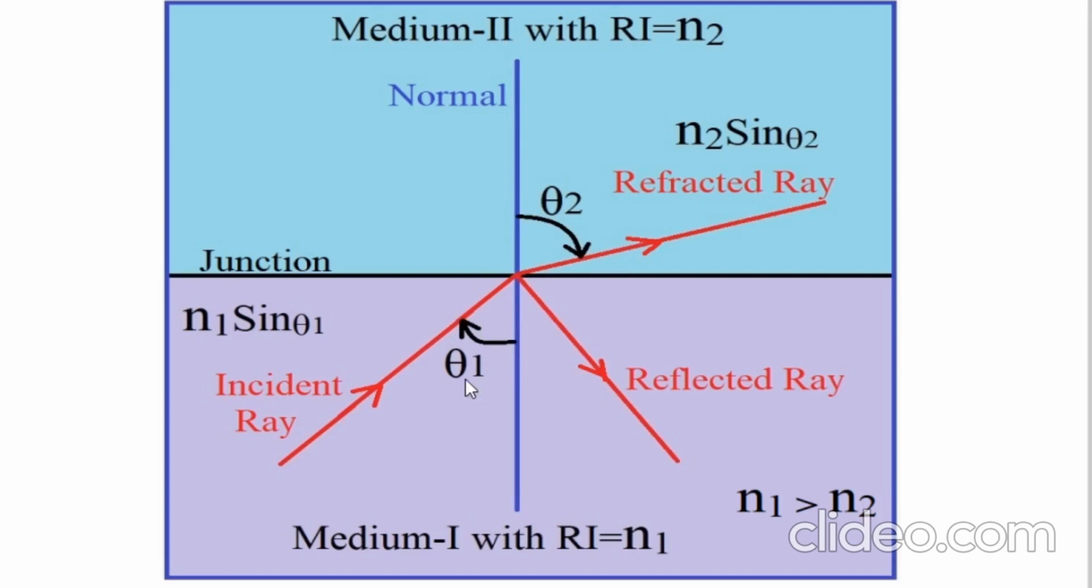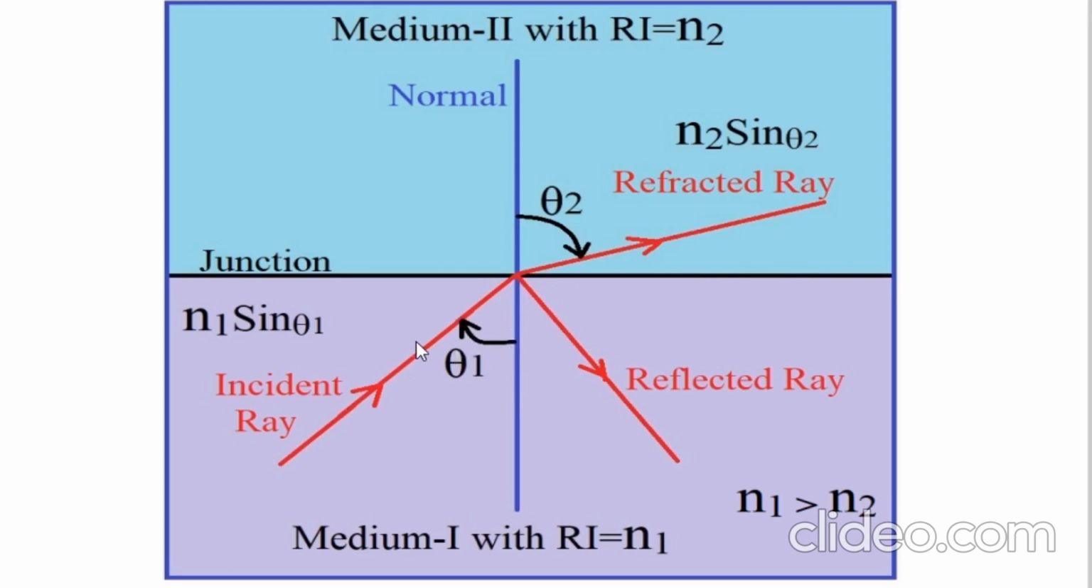Now, what is our problem? The problem is this refracted ray should not be there. Refraction should not be there. Therefore, what we'll try to do is bend this refracted ray in the downward direction, and bring that refracted ray at least to the boundary or junction of medium 1 and medium 2, so that it does not get lost into the second medium. And to bend that ray downward, what you should do is increase theta 1.